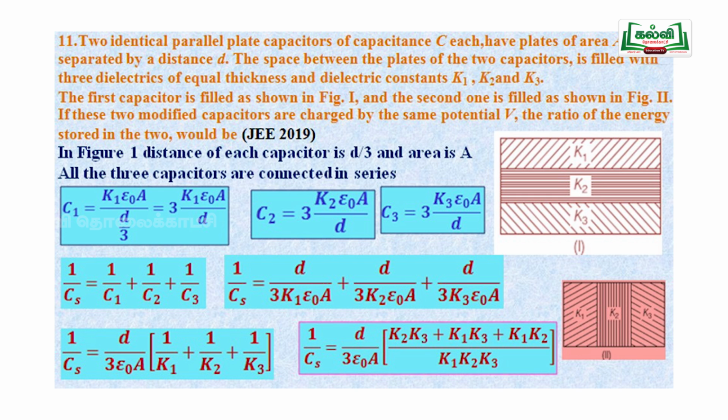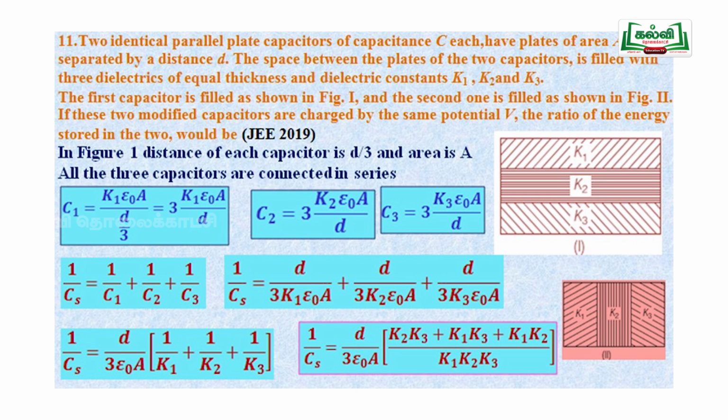The second capacitor has the same arrangement, the thing is that the dielectric constant is different, so I will have it as K2. For the third one, the dielectric constant changes, so I will have it as K3. Now, all the 3 capacitors are connected in series. So, 1 by Cs is equal to 1 by C1 plus 1 by C2 plus 1 by C3. If you do some mathematical steps, I am getting 1 by Cs is equal to D by 3 epsilon naught A into (K1 K2 plus K1 K3 plus K2 K3) by K1 K2 K3.